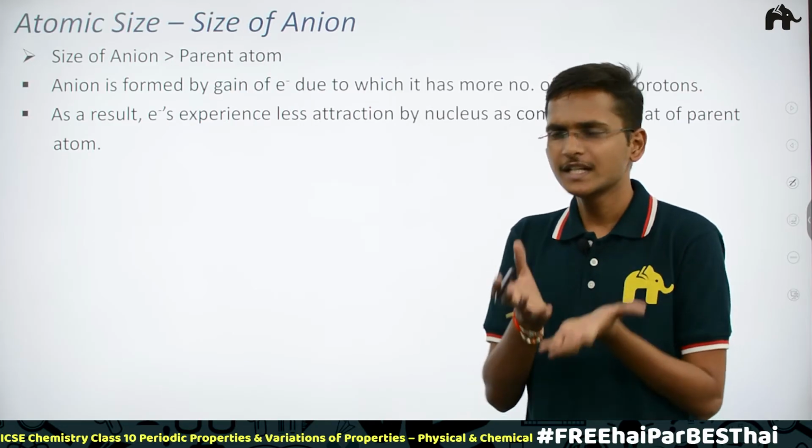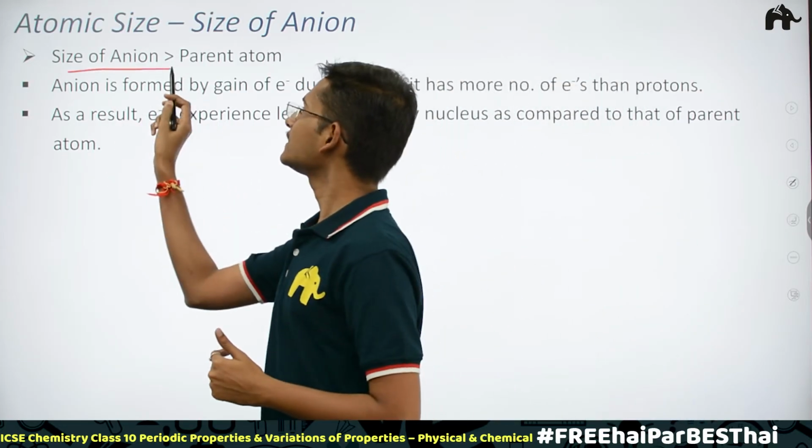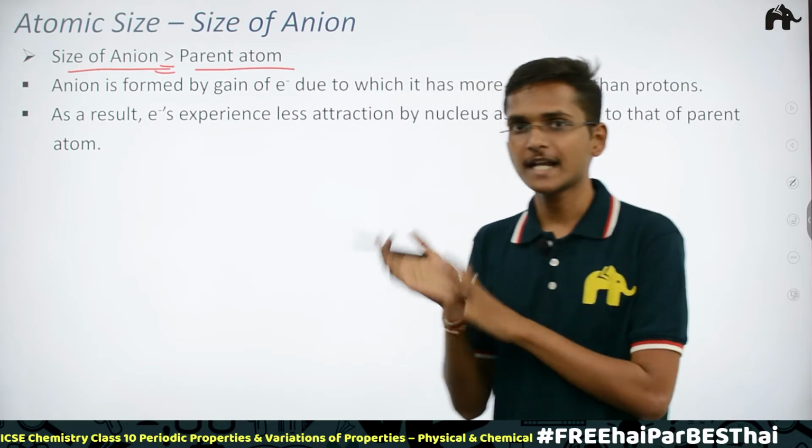Now, let's move ahead. Let's see why the size of an anion is greater than the parent atom from which it is formed.